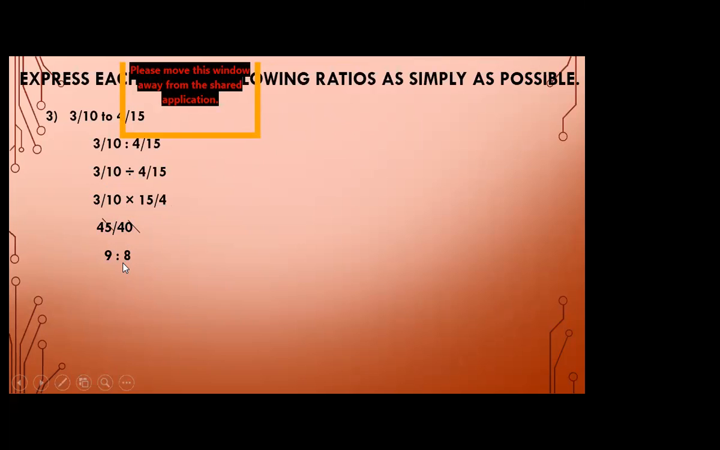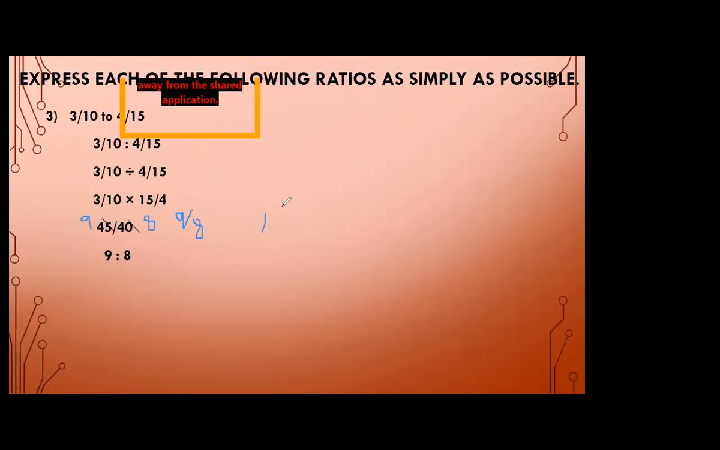Can we simplify it more? No. So here we get the answer 9:8. Okay, we get the answer 9:8. When we cancel it out, we get 5 9s are 45 and 5 8s are 40. So we get here 9/8 and it can be written like that, 9:8.